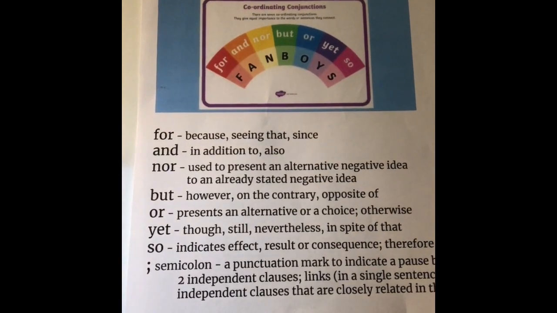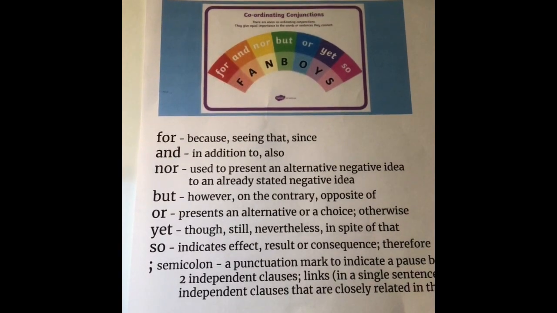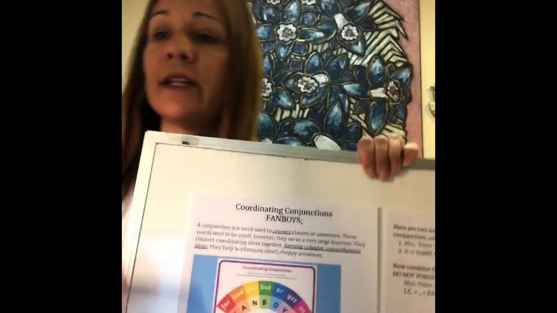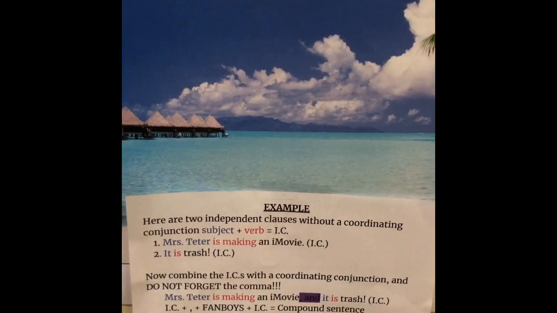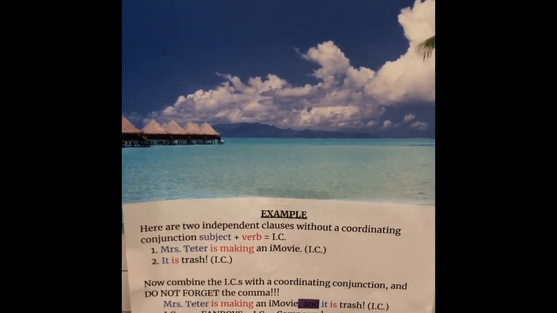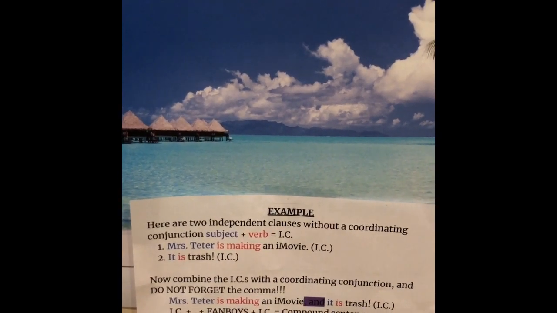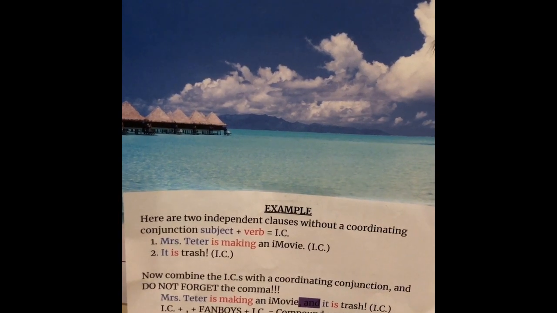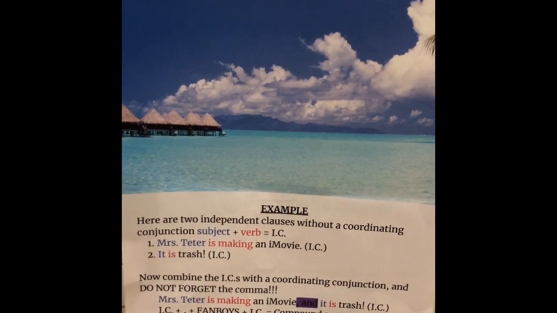Then the beautiful semicolon. You guys know that I love the semicolon. It's a punctuation mark, which does indicate a pause between two independent clauses. But what I do like is that it links these two clauses that are closely related in thought into one sentence. Let's look at taking two independent clauses and combining them with a coordinating conjunction in order to make a beautiful compound sentence. Let's look at these two examples.